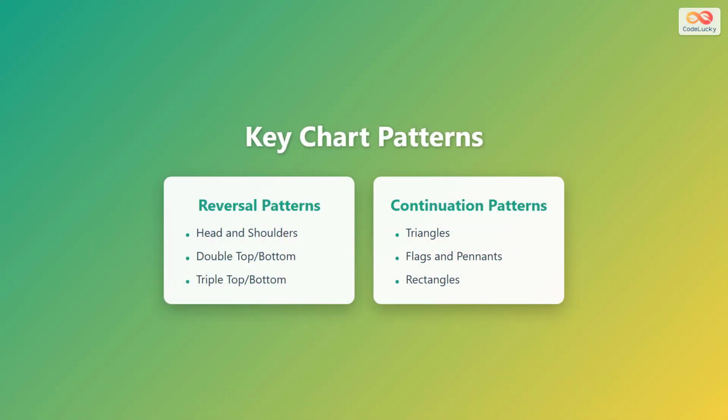Chart patterns are formations that appear on price charts and suggest what might happen next. They fall into two categories. Reversal patterns indicate a trend is about to change direction. These include head and shoulders, double tops and bottoms, and triple tops and bottoms. Continuation patterns suggest the current trend will continue after a brief pause. These include triangles, flags, pennants, and rectangles. Recognizing these patterns helps traders anticipate future price movements and make better trading decisions.